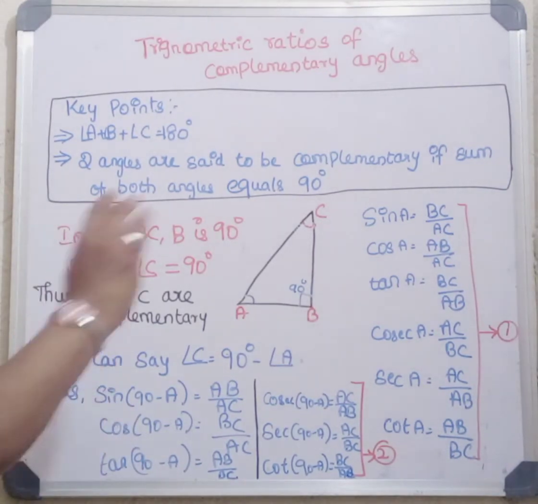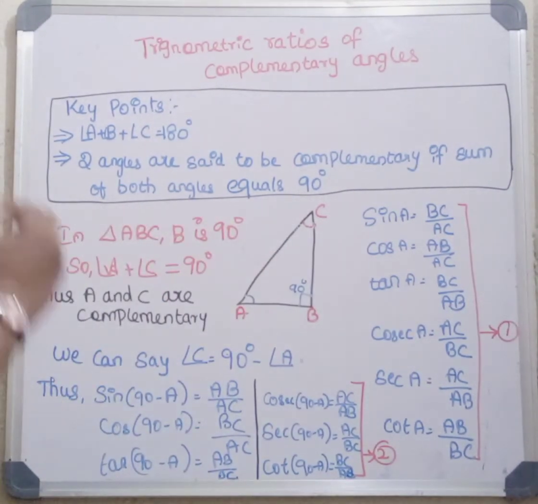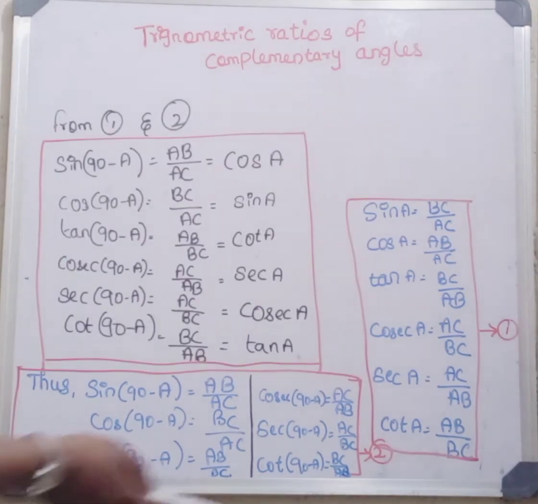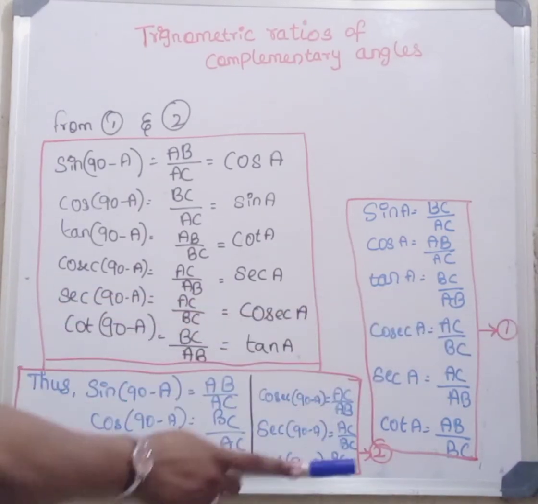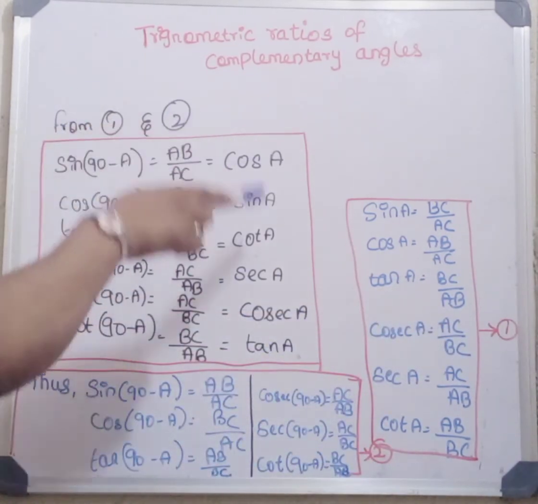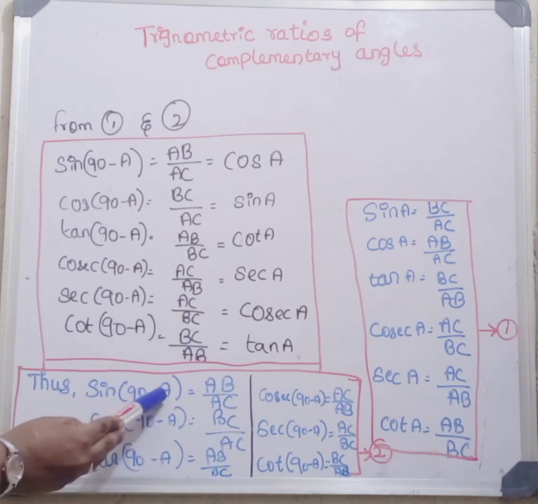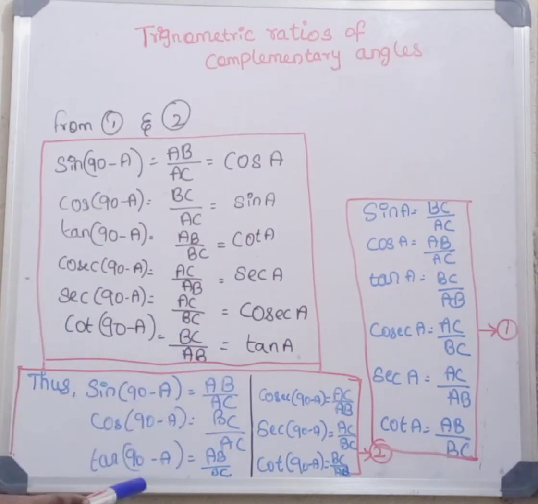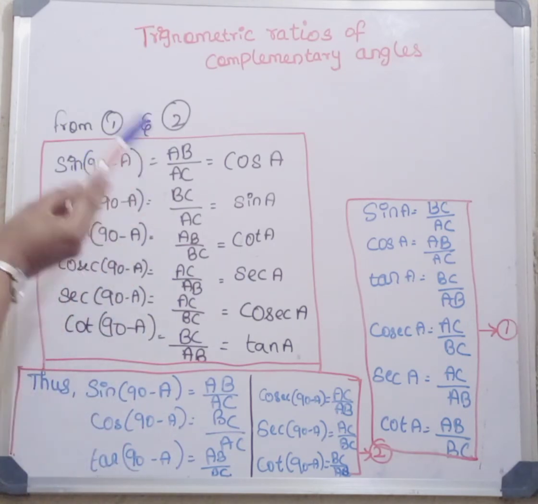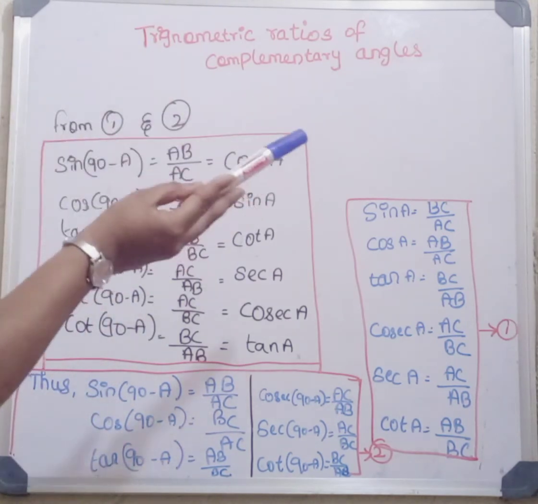Now, with the help of these two sets of ratios, how are we going to find the ratios of complementary angles? We will see now. From equation 1 and equation 2, we are going to derive the complementary angle ratios. See here, sin 90 minus A is AB by AC, as we derived. So 90 minus A is nothing but C, the complement of A.